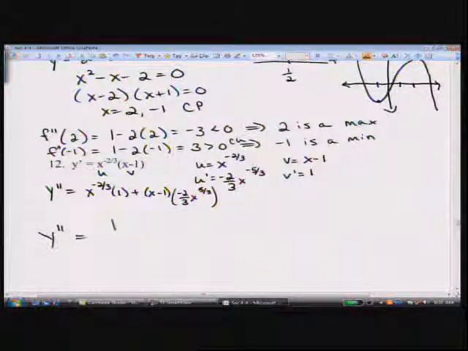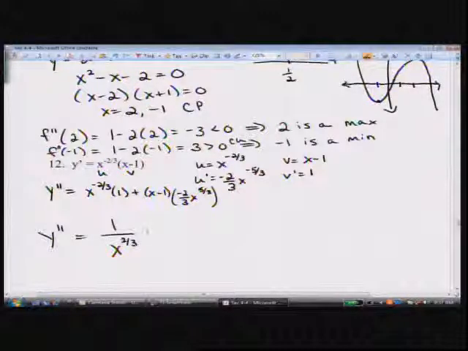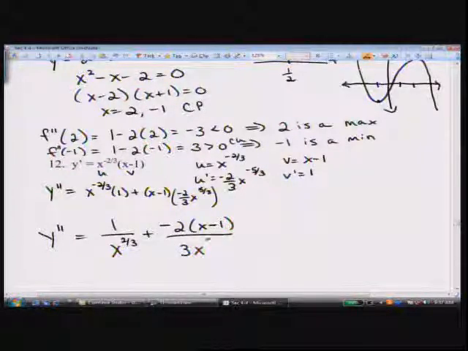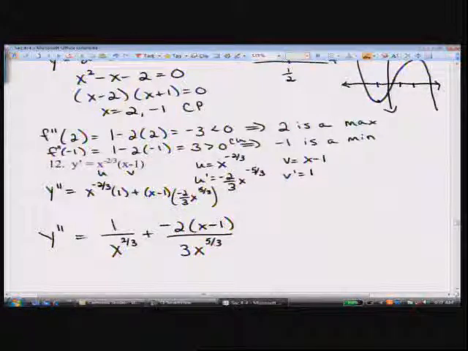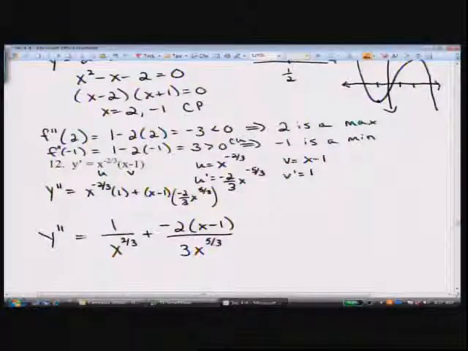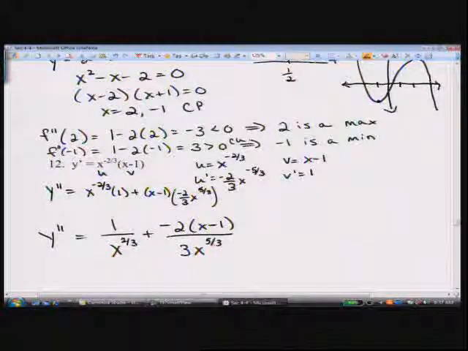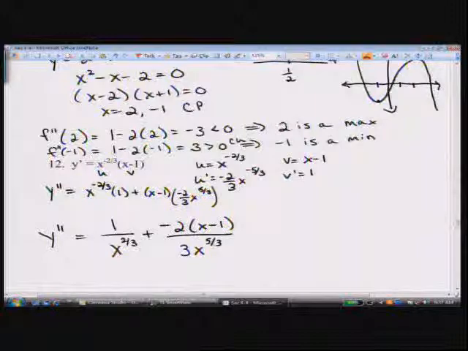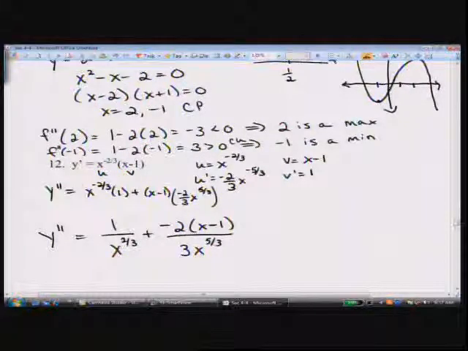All right, so this is 1 over x to the 2/3 plus -2 times x minus 1 over 3x to the 5/3. I want to get a common denominator. So Robinson, what will my common denominator be? Wouldn't it be 3x something? Yes, 3x to the 10/3. That's actually a decent guess, but no. Actually, we can use 3x to the 5/3 as our common denominator.